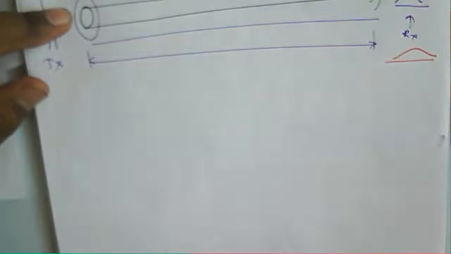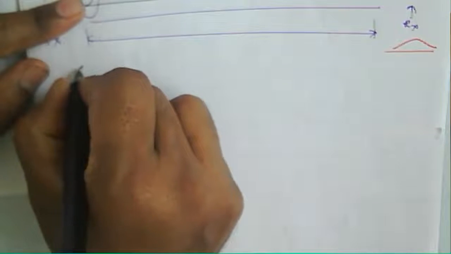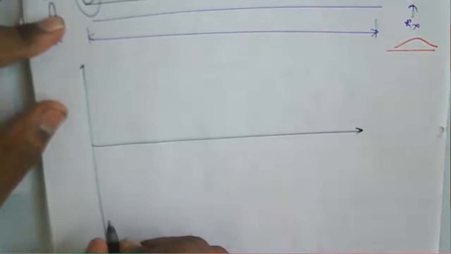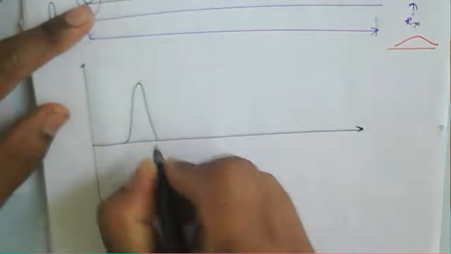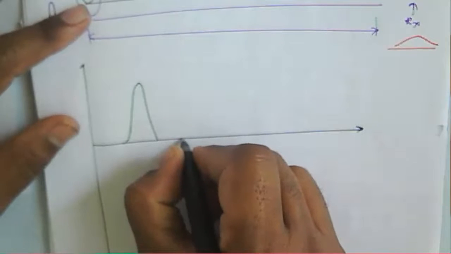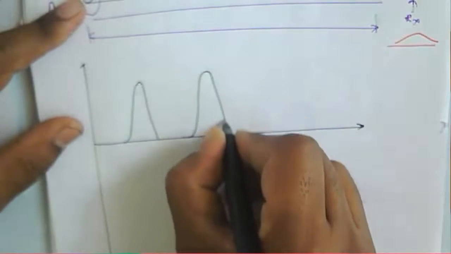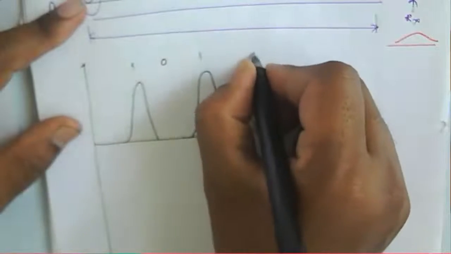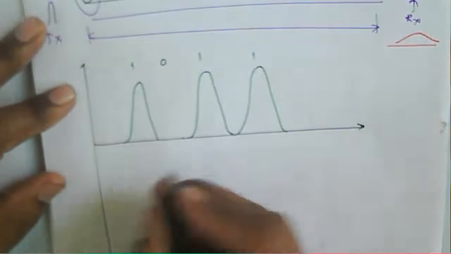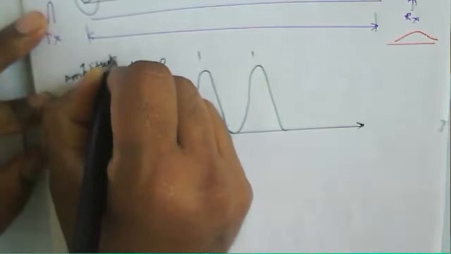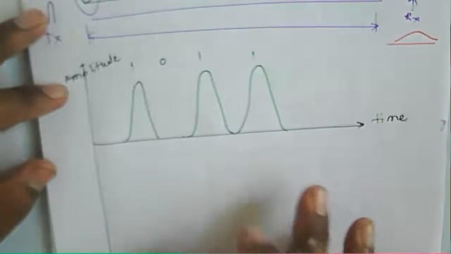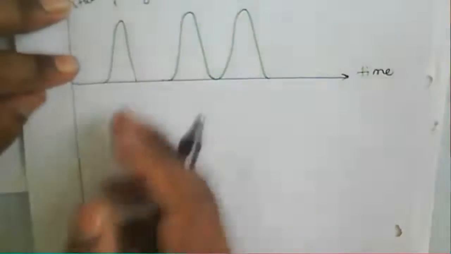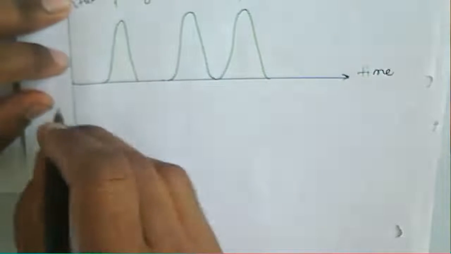Now we take one simple example and discuss what happens with pulse broadening. Generally, we consider a train of pulses propagating through the fiber. That train of pulses is a current pulse in the form of ones and zeros. This is one, then a gap, zero, one, and one. This is the amplitude, and here we consider time, because when a pulse travels, it takes time.